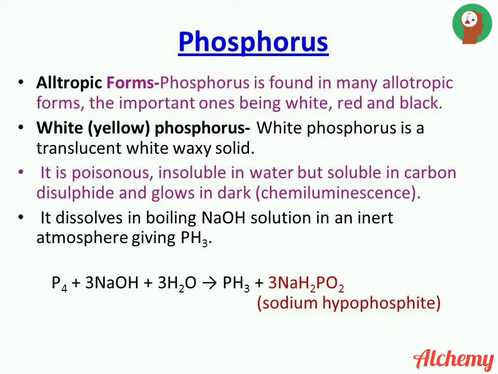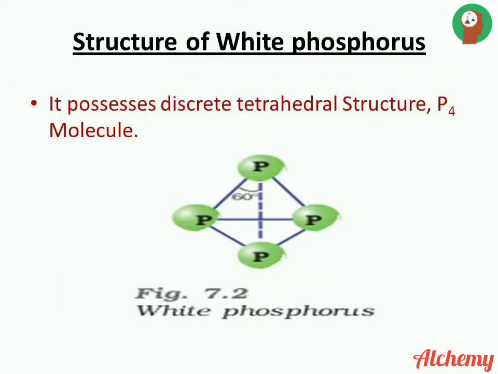It dissolves in boiling sodium hydroxide solution in an inert atmosphere, giving phosphine. Structure of white phosphorus: it possesses a discrete tetrahedral structure, the P4 molecule.